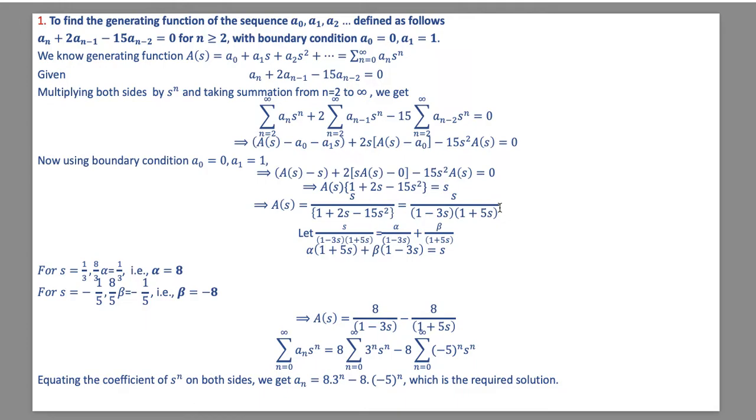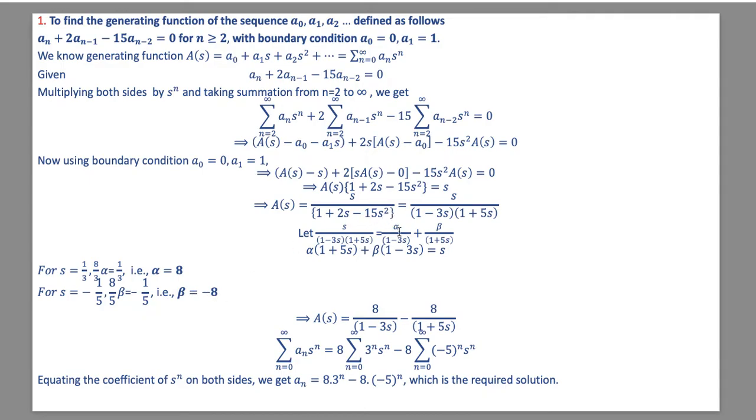Now to find the value of beta, we put 1 plus 5s equal to 0. 1 plus 5s is 0 and s is minus 1 upon 5. If we substitute s equal to minus 1 upon 5 here, it will become plus 3 upon 5. 1 plus 3 upon 5 is 8 upon 5 and this is minus 1 upon 5. So 8 upon 5 beta is equal to minus 1 upon 5. It means beta is equal to minus 1 upon 8.